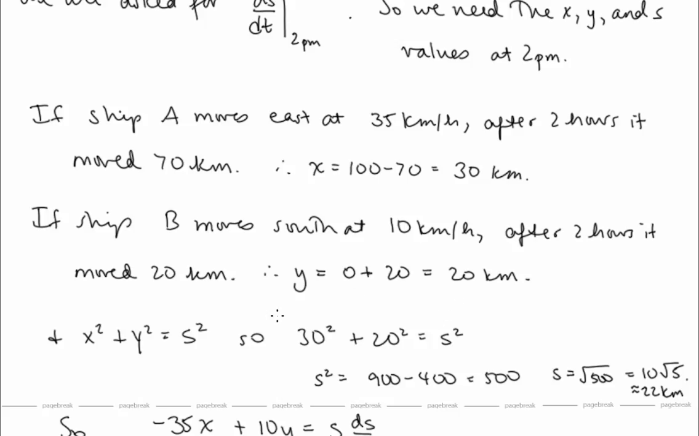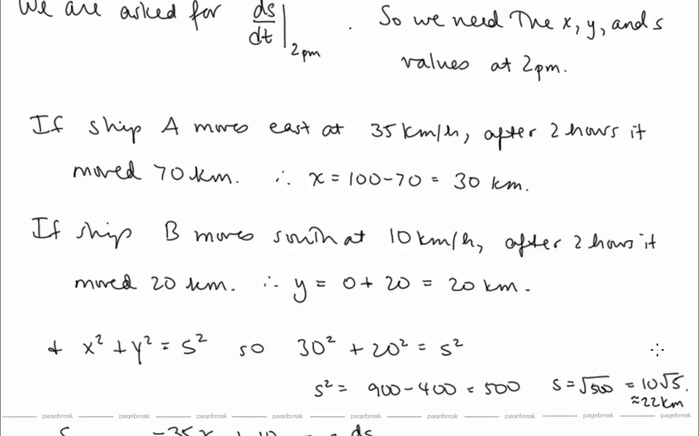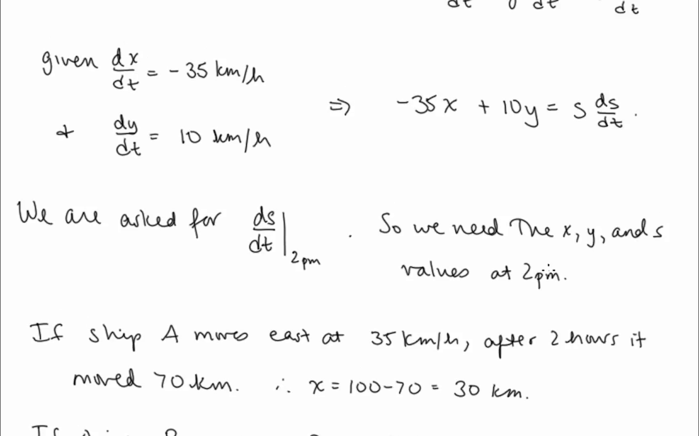And then using the equation between x, y, and s, we find that s is equal to 10 radical 5 kilometers. So now we can go back here and plug in our values for x, y, and s and solve for ds/dt at 2 p.m.